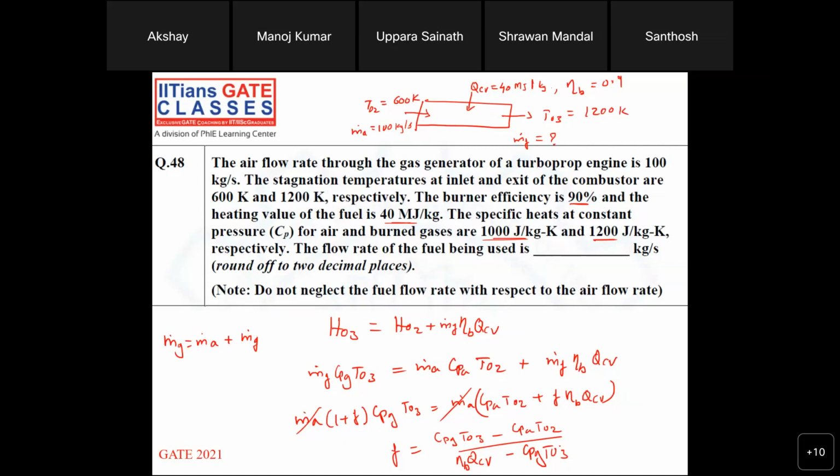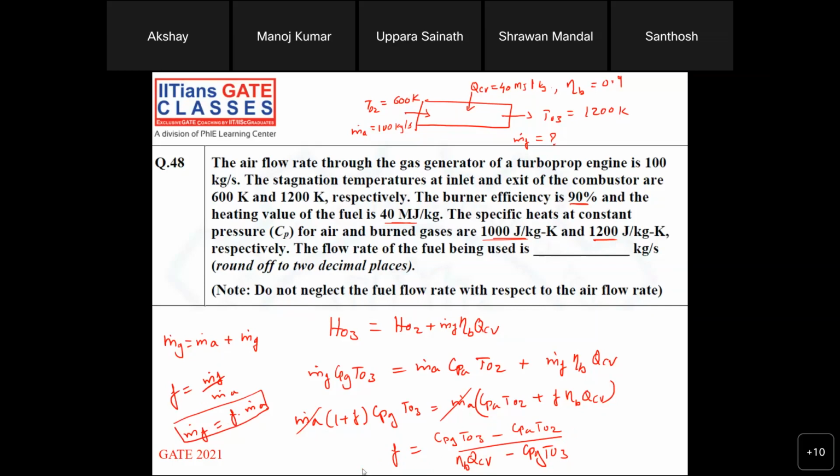So yeah, F is noted for the fuel to air ratio. I am still not at the final answer, I am just calculating the fuel to air ratio. Once you get the fuel to air ratio, your problem is straightforward. What is the fuel to air ratio? F is nothing but mass flow rate of fuel to mass flow rate of air. And mass flow rate of air is given to you. So mass flow rate of fuel you can calculate as F times mass flow rate of air. All you have to do is multiply the mass flow rate of air by whatever you get here.